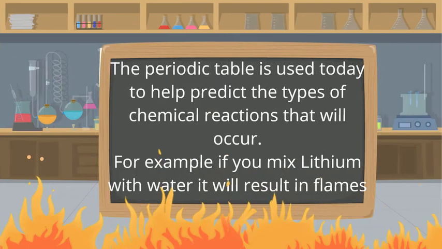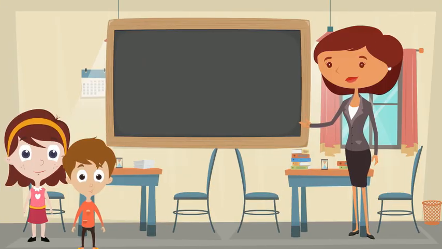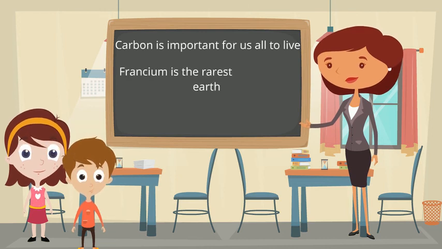The periodic table is still used today to help predict the types of chemical reactions that will occur. For example, if you mix lithium with water, it will result in flames. Some interesting facts to end our lesson about the periodic table are: carbon is important for us to live, francium is the rarest element on Earth, and the only letter not on the periodic table is J.